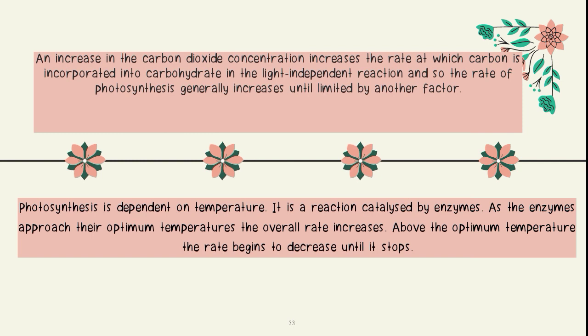So photosynthesis is dependent on temperature, and it is a reaction catalyzed by enzymes. And as the enzymes approach their optimum temperature, the overall rate increases. Above the optimum temperature, the rate begins to decrease until it stops.